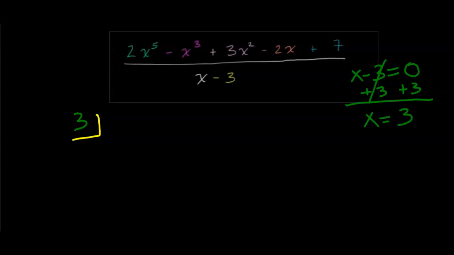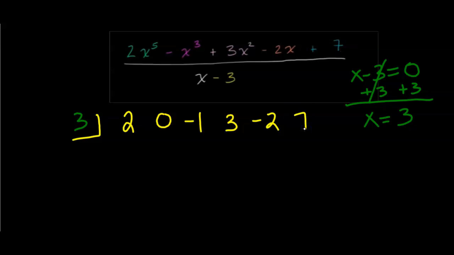The next thing you do for this setup is you list the coefficients of your polynomial. Only the coefficients, and you want to take the signs with them. The coefficient of x to the fifth is 2, so you write down a 2. Since x to the fourth is missing, the coefficient is 0. The coefficient of x to the third is -1. X squared has a coefficient of 3. X to the first has a coefficient of -2. And then our constant is 7.